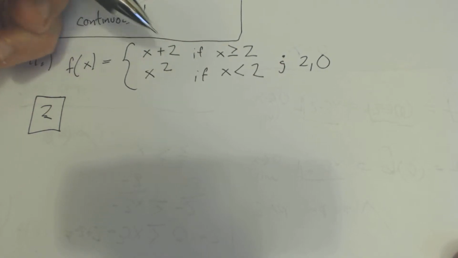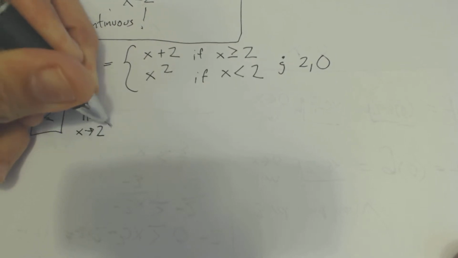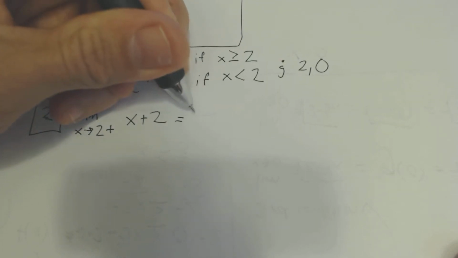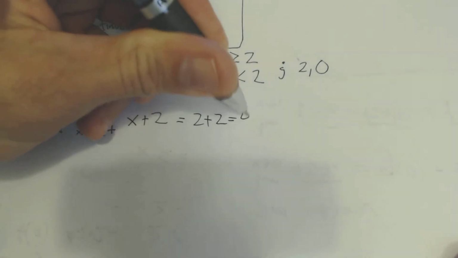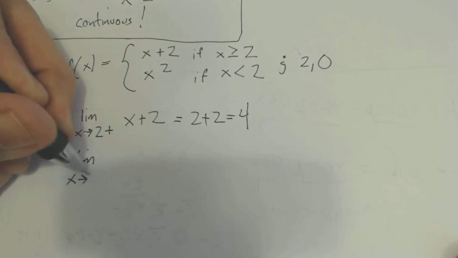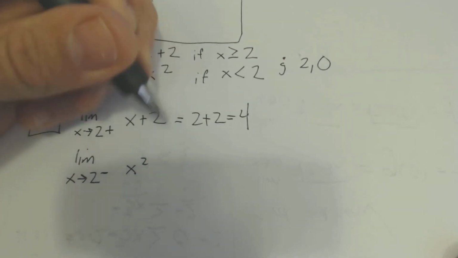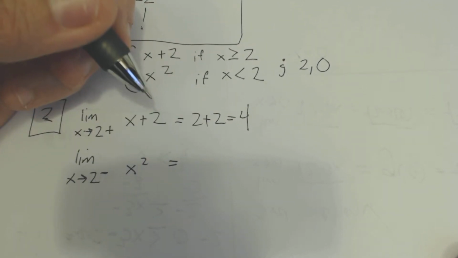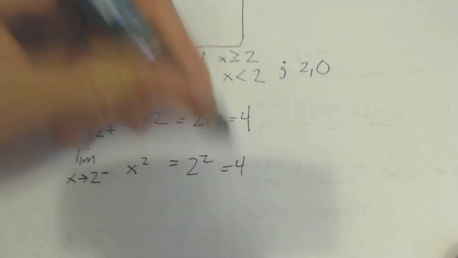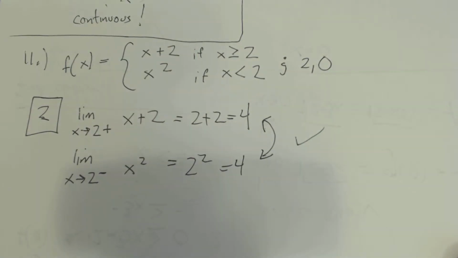As we're approaching 2, the limit as x approaches 2 from the positive direction, we're going to have x plus 2, and that's going to equal 2 plus 2, which equals 4. And the limit as x approaches 2 from the negative direction is going to equal x squared, which is going to equal 2 squared, which equals 4. And so because these two are equal, the limit does exist.